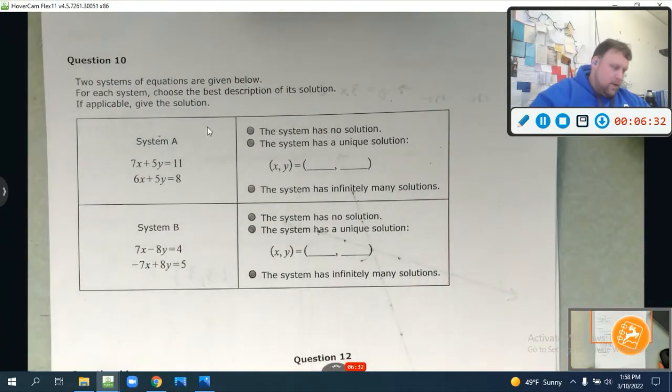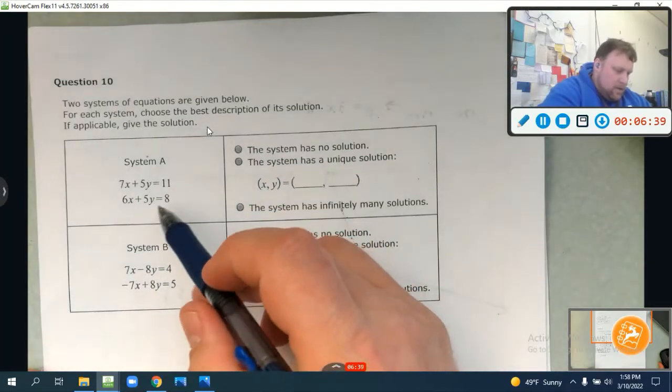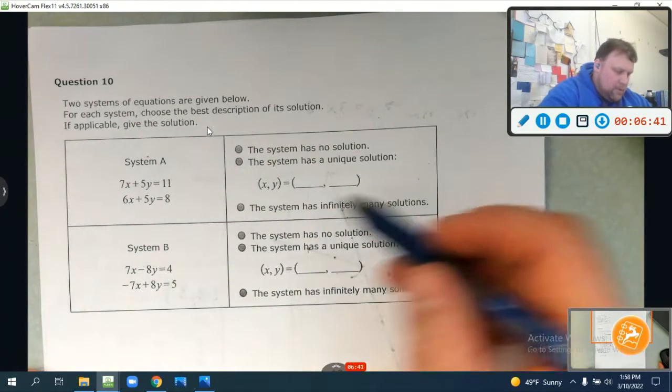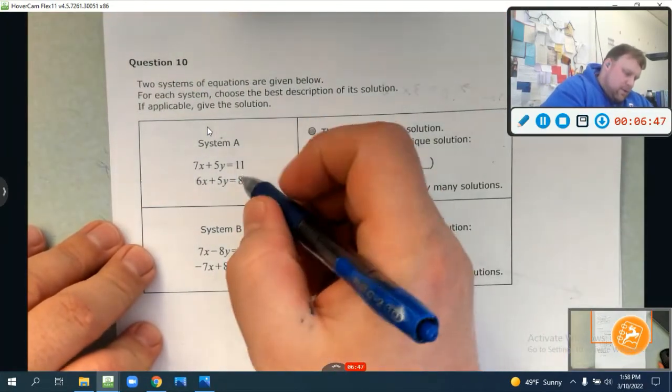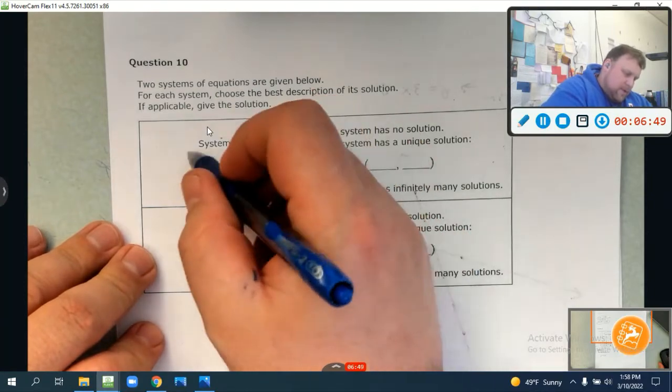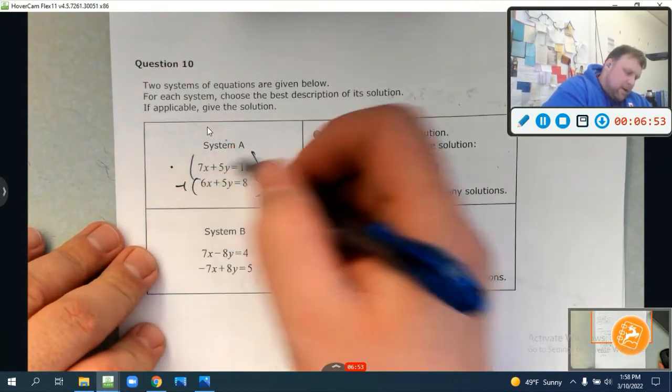Okay. Two systems of equations are given below. For each system, choose the best description. Okay, so I'm looking at these, and I'm assuming I need to try to solve them. Before I can do that, though, I really need to get an opposite. So I'm going to multiply the bottom one by negative 1.